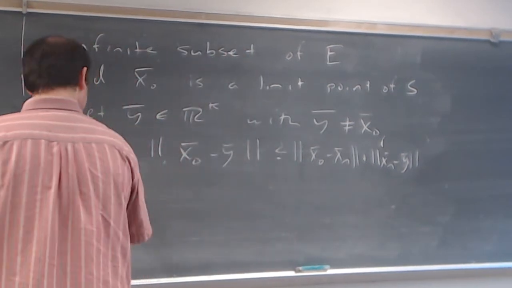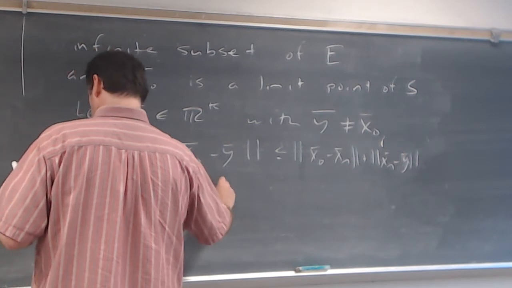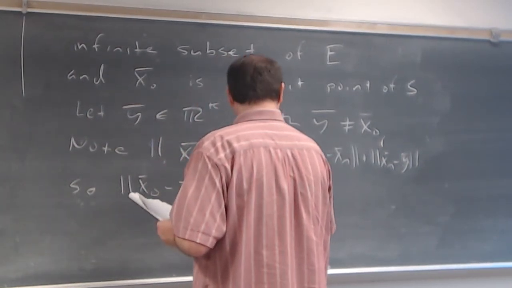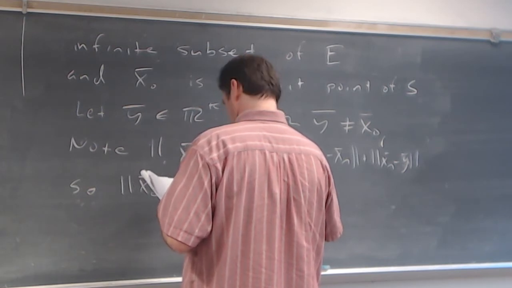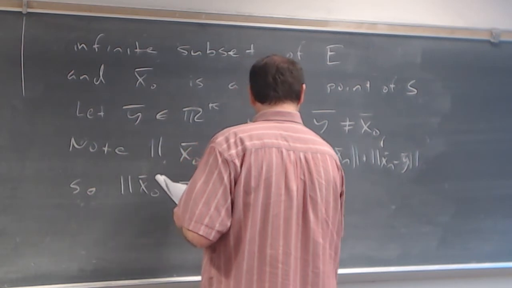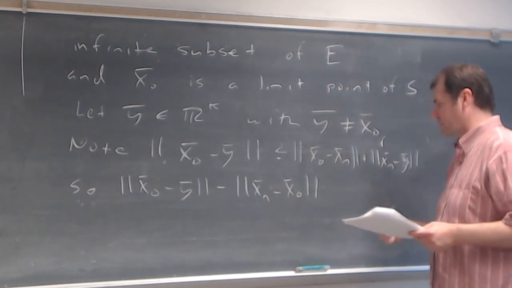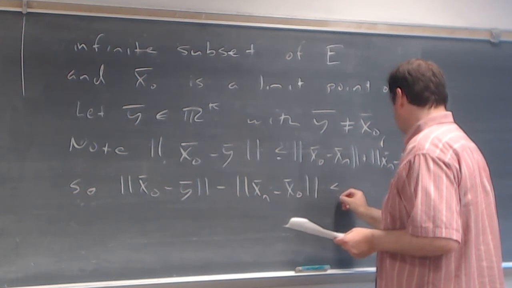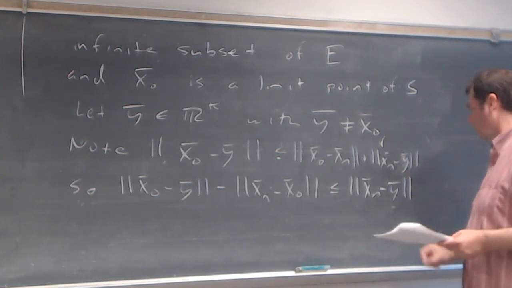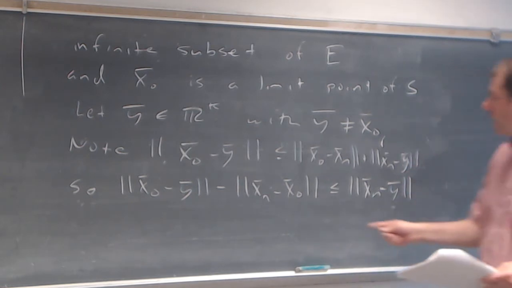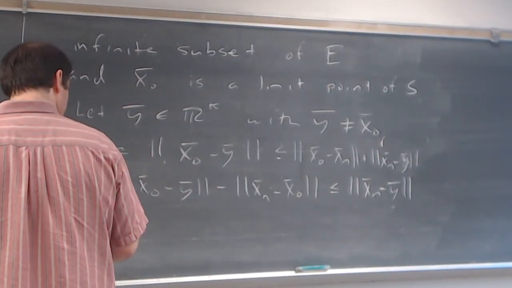So that tells us that the distance between x sub naught and y, minus the distance between x sub n and x sub naught, I just pulled this over, and the distance between x sub naught and x sub n is the same thing as the distance between x sub n and x sub naught, is going to be less than or equal to the distance between x sub n and y. Okay. Now, I'll tell you something bigger than this quantity, at least for many n's.